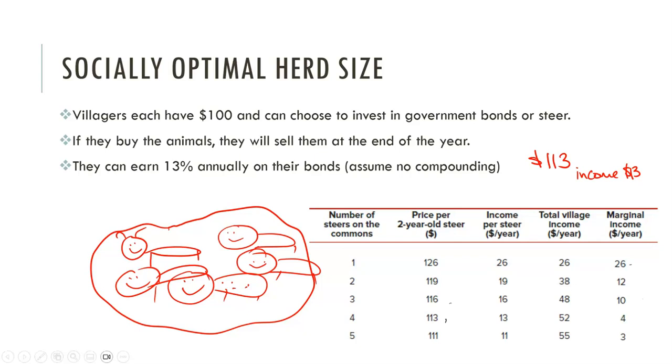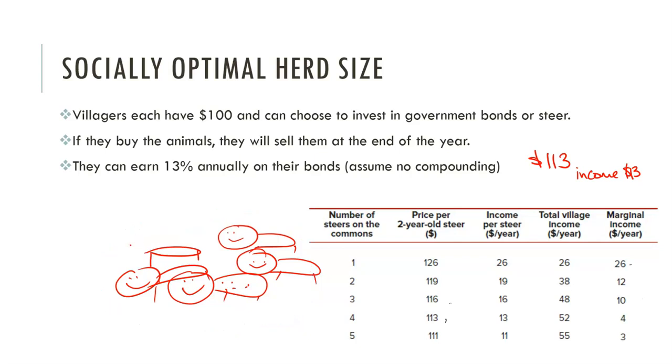Okay. So now there's like 5. So they're still going to be able to eat stuff, but there's more crowded. There's just not a lot of grass there. They're not able to gain as much weight, be as fat, and so they're not going to be worth as much at the end of the year. And so villagers have to decide.